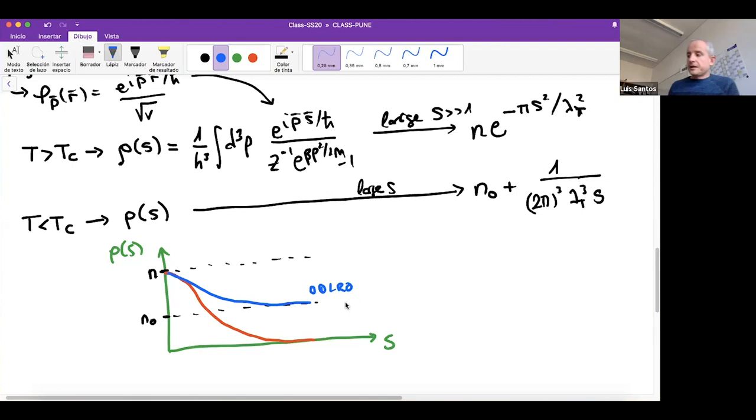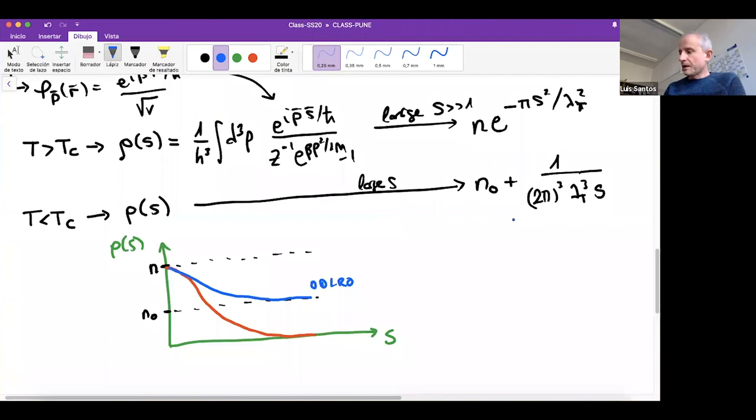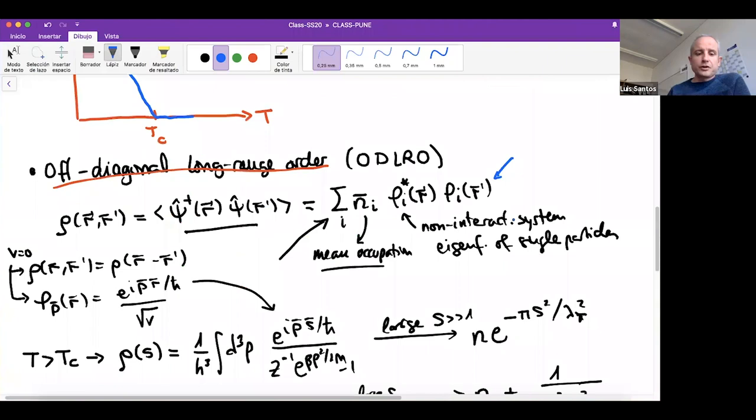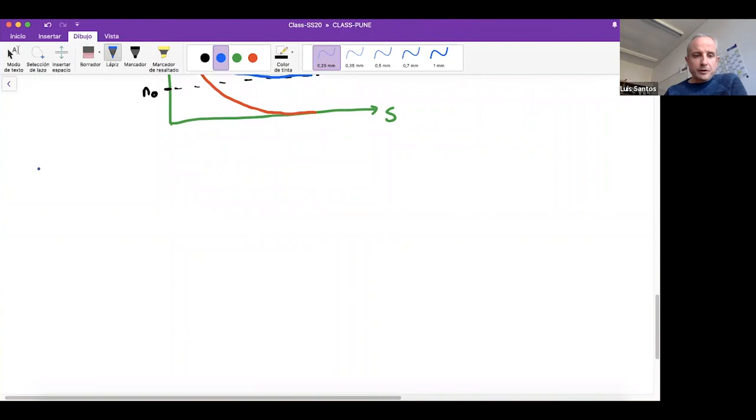In the presence of interactions, these wave functions are not the single particle wave functions. I will come back to the point of non-interacting and interacting systems later on, and I will revisit this idea of off-diagonal long-range order. So this for the moment is just for an ideal gas. We have just discussed what happens in the absence of interaction. So we have introduced the ideas of Bose-Einstein condensation and of off-diagonal long-range order. So now we should include interactions. Yes, so we should have a look at what happens in the presence of interactions.